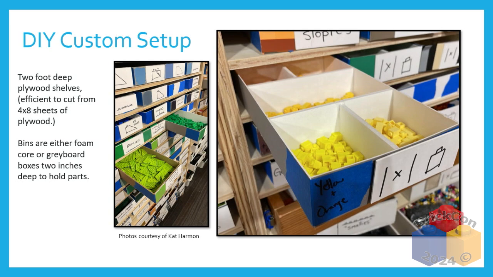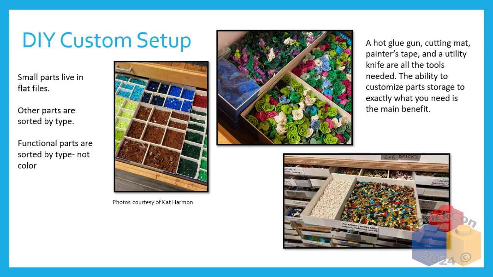And the beautiful thing with that is they make all of their own bins. So they are custom. If a piece part overgrows a bin, they can make a new bin that is bigger. The small parts live in flat files. Other parts are by sort type. Functional parts are sorted by type, not color. Hot glue gun, cutting mat, painter's tape are the things that are needed to have this great customizable thing.